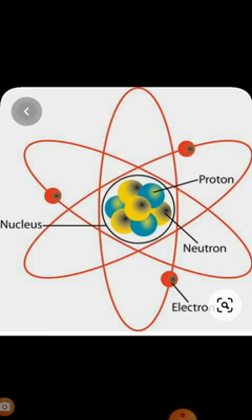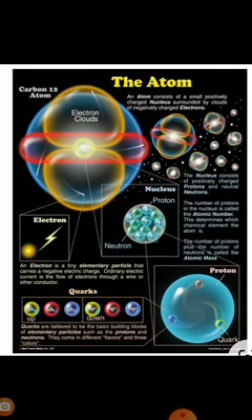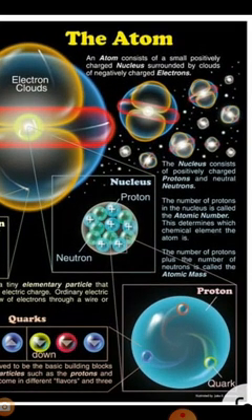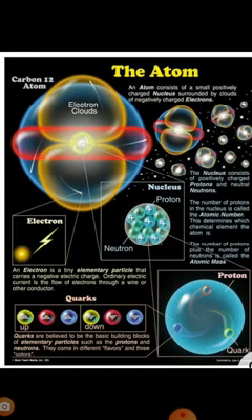In the center there is the nucleus. This nucleus consists of positively charged protons and chargeless neutrons. Combined, we can say that they are nucleons. And negatively charged electrons revolve around the nucleus. Here is another example: an atom consists of a small positively charged nucleus surrounded by a cloud of negatively charged electrons. The nucleus consists of P plus N, protons and neutrons. The number of protons in the nucleus is called the atomic number, represented by Z. The number of protons plus the number of neutrons is called the atomic mass. So we can study atomic structure.